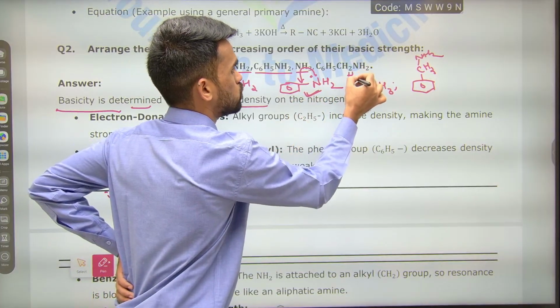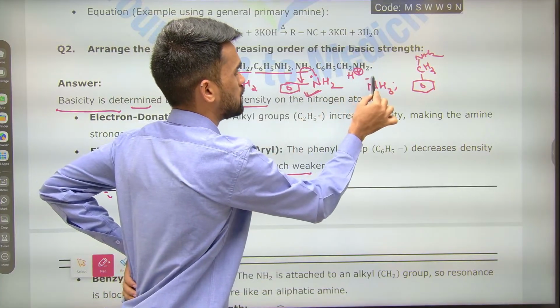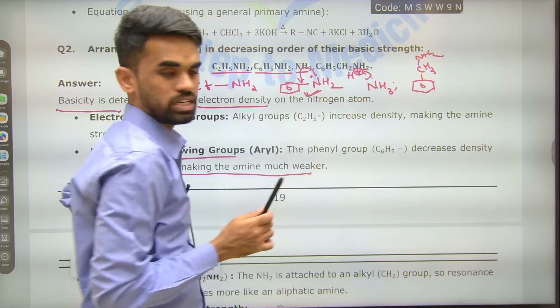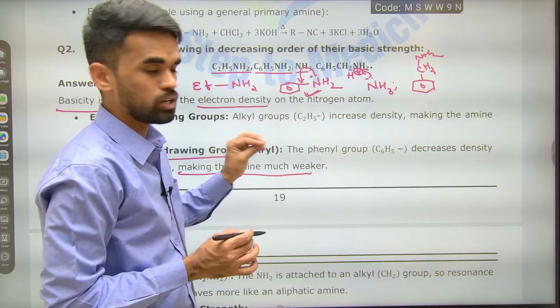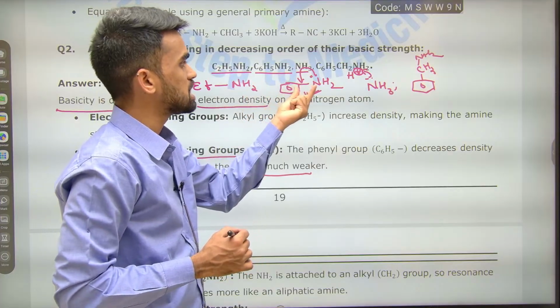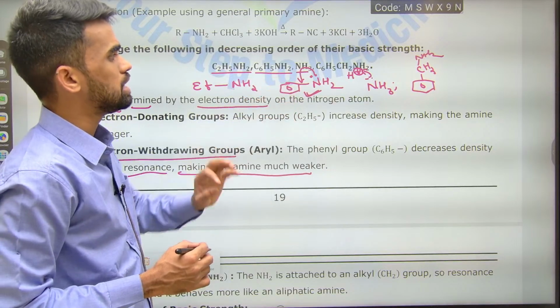That lone pair should be donated to the H plus ion. If the lone pair of electrons is freely sitting on the nitrogen, it can be easily donated. But here they are in conjugation, so they are much less available. So it is the least basic. So who is the least basic here? This one will be the least basic.